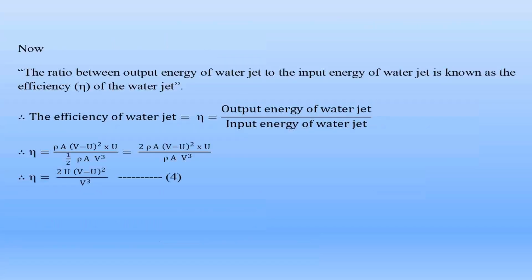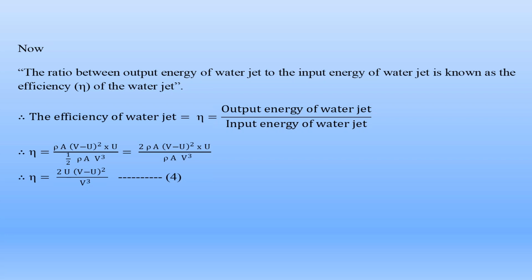Here, the efficiency of the water jet. Please everyone check this slide on your cell phone screens. The input energy of the water jet, we just discussed. The output energy of the water jet, that we also discussed. Then the next concept is the efficiency of the water jet. What is the efficiency of the water jet? The ratio between the output energy of the water jet to the input energy of the water jet is called the efficiency of the water jet.